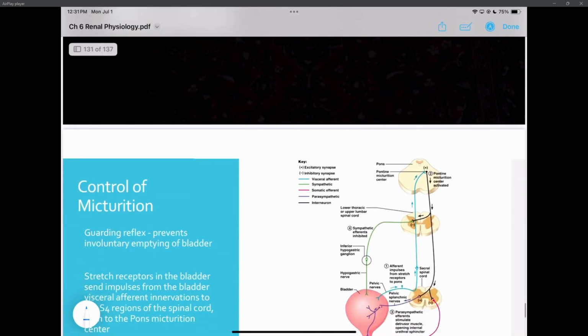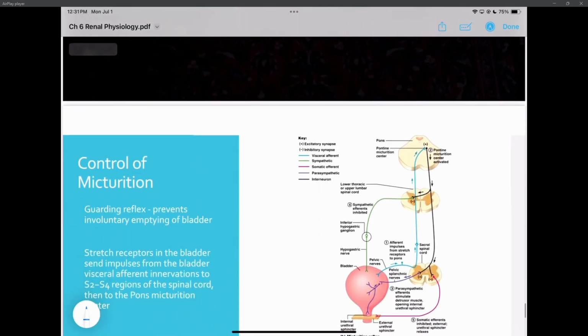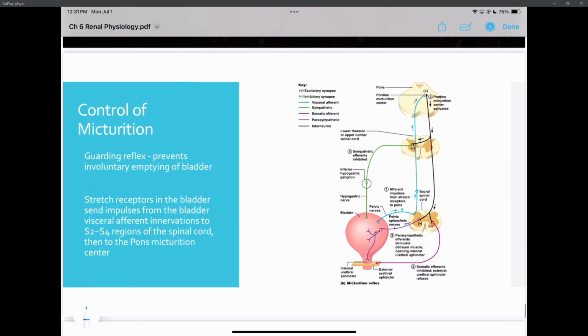How do we control our bladder? Micturition is the medical term for urination. We have what's called a guarding reflex, and that prevents that involuntary emptying of the bladder. So we know when our bladder starts to get full.